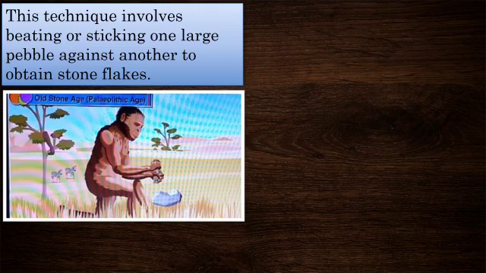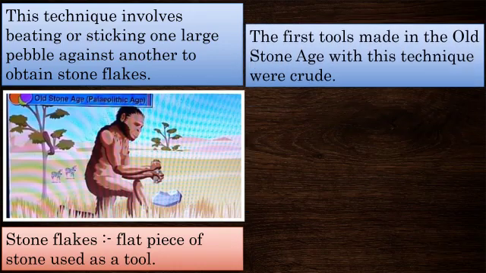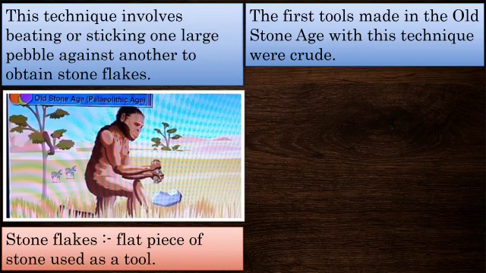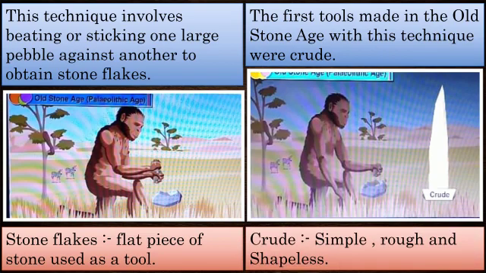Now, my dear students, what does the meaning of stone flakes mean? Flat piece of stone used as a tool. The first tools made in the Old Stone Age with this percussion technique were crude. Crude means it was simple, rough and shapeless.